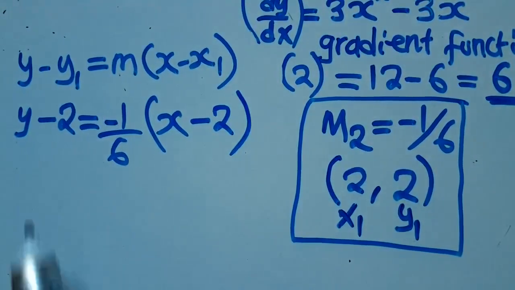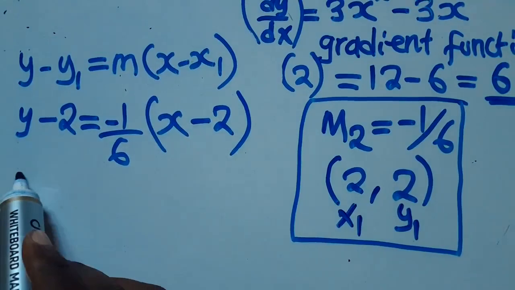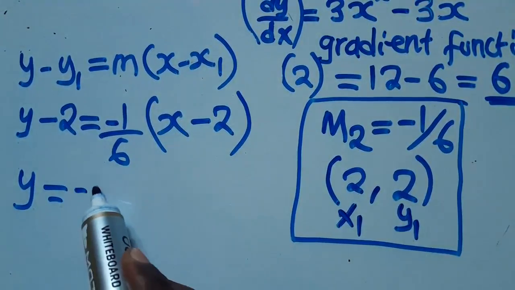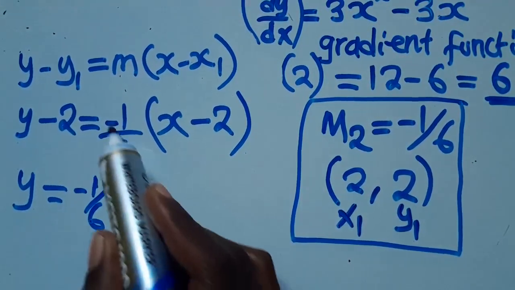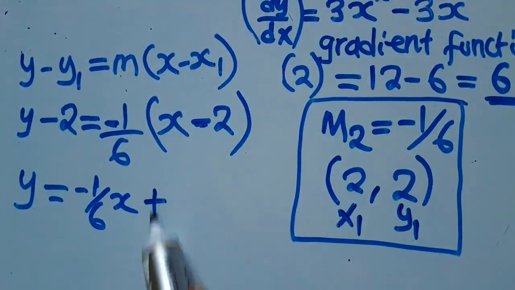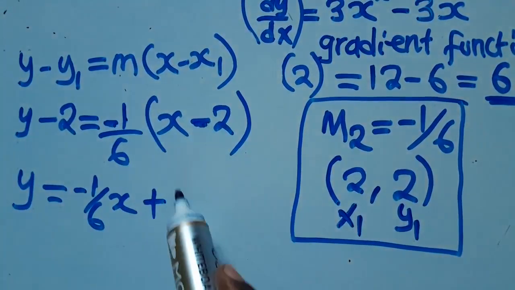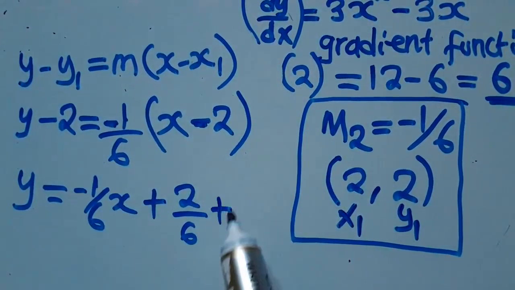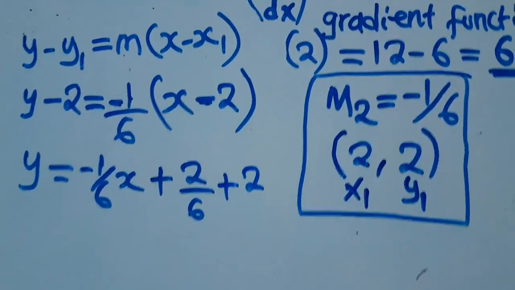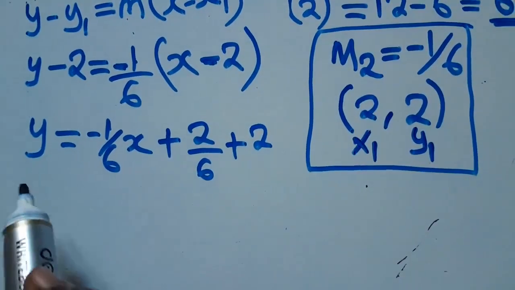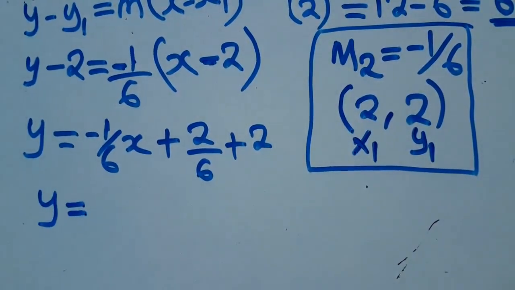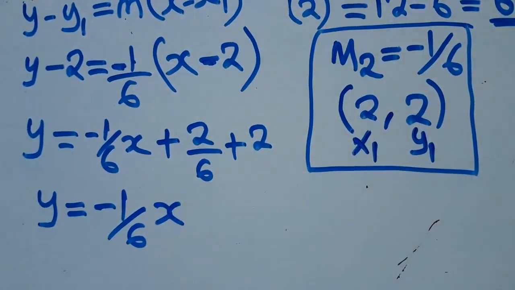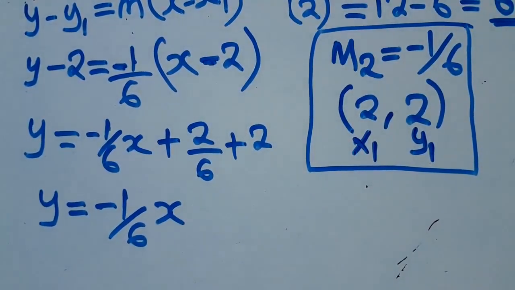You do this. So this 2 will cross to the other side. You're going to have y is equal to -1/6 times x, that is -1/6 x. Negative times negative, that is a positive. Positive 1 times 2, it is 2/6. When this one comes to this side, it becomes a positive 2. This is what you need to do. Then finally, you write your answer as y is equal to -1/6 x. Then what's the answer there? What's the answer when you evaluate that using your calculator?